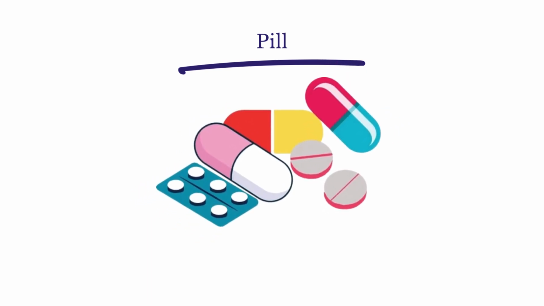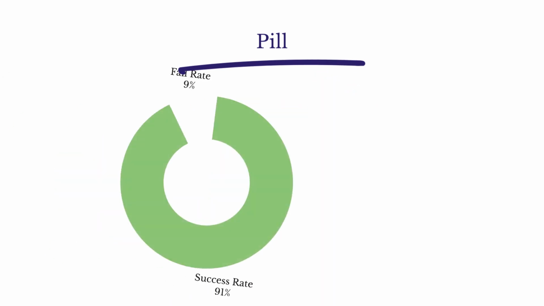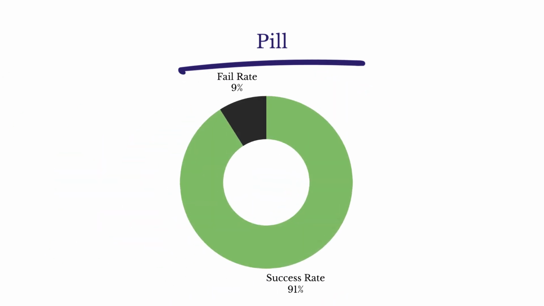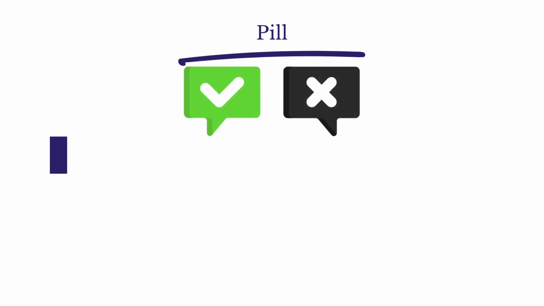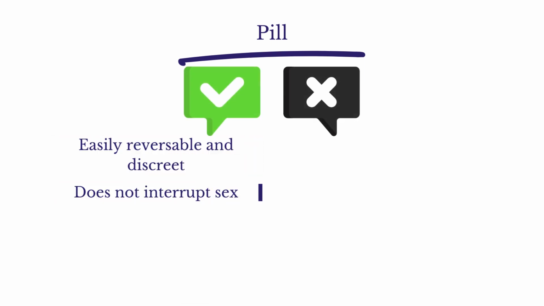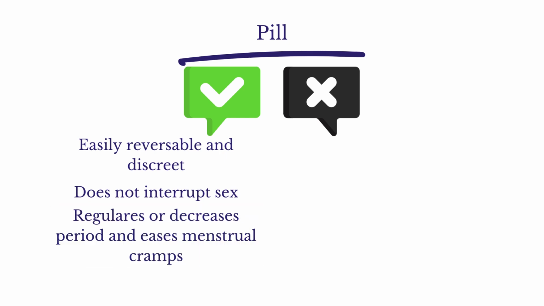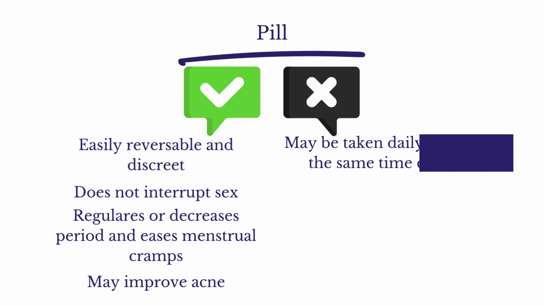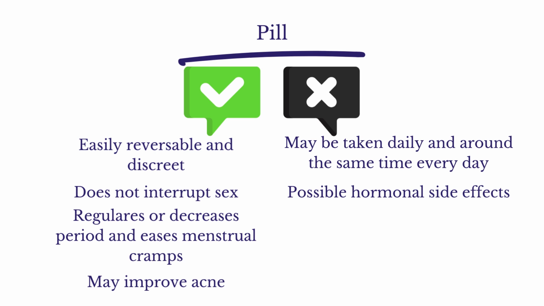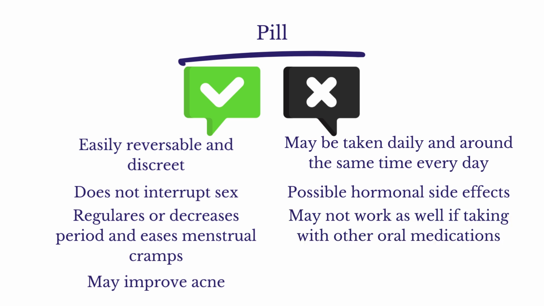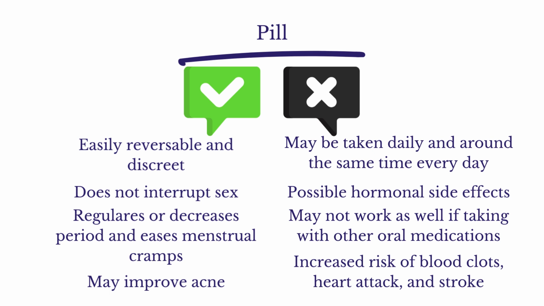Next is the pill, which is a pill that must be taken daily. It has a success rate of 91%. Some of the advantages are that it is easily reversible and discreet, does not interrupt sex, regulates or decreases periods and eases menstrual cramps, and may improve acne. Some of its disadvantages are that it must be taken daily and around the same time every day. Possible hormonal side effects, may not work as well if taken with other oral medications, and increased risk of blood clots, heart attack, and stroke.